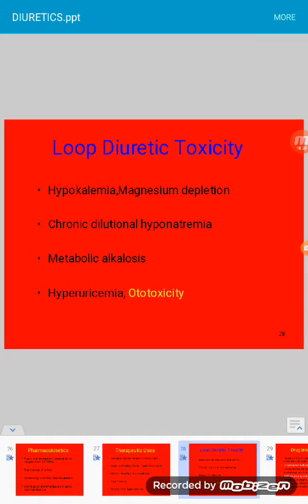Then loop diuretic toxicity, again the same thing: electrolyte imbalance, hypokalemia, magnesium depletion, chronic dilutional hyponatremia, metabolic alkalosis, hyperuricemia, ototoxicity. Ototoxicity produces deafness, a neural type of deafness. For loop diuretics, they ask for the major three adverse reactions. Number one is electrolyte imbalance, number two is ototoxicity, number three is dyslipidemia.